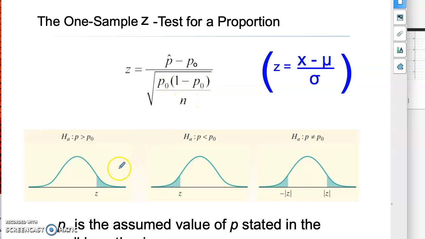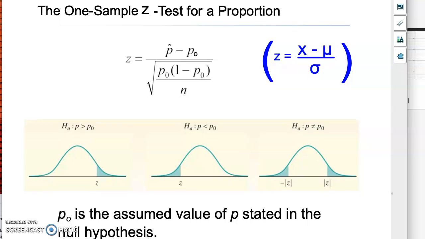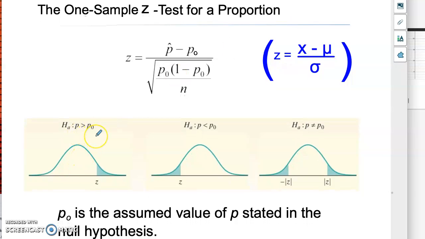Okay, you can have a one-tailed test, and this one is a right-tailed test, because here we're assuming that p is greater than p0. A left-tailed test where we assume p is less than p0. Or you can have a two-tailed test where we assume that p is not equal to p0. So we want to find the probability of getting the results that we got in either direction. We're going to do an example of that next. Okay, where p0 is the assumed value of p in the null hypothesis.